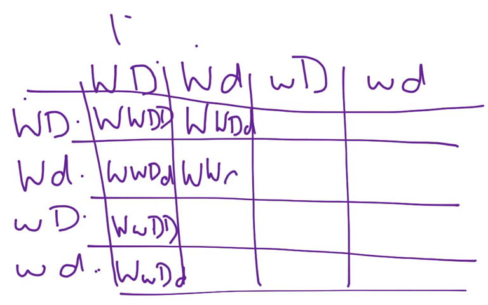Capital, capital, and then two lowercase d's. Okay, so all we have to do is follow it along. We have a capital, a lower, a capital, and a lower. So just follow it along.